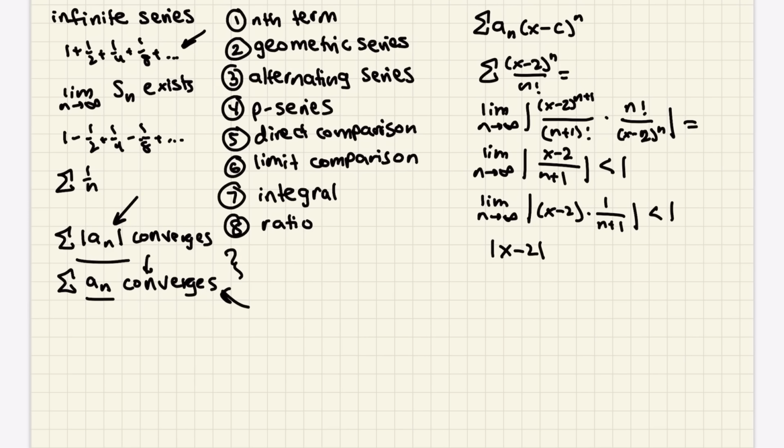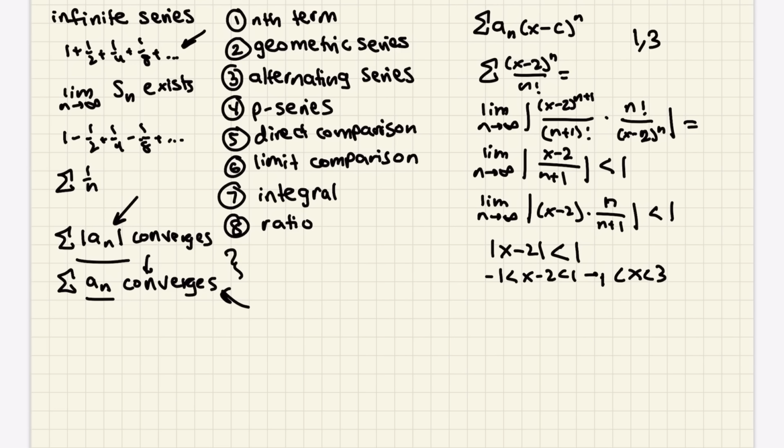But if it was something like n over n plus 1, and you somehow got that as the limit, this approaches 1, and so all that's left is the absolute value of x minus 2, which is less than 1. Now you solve this inequality for x. It's an absolute value inequality, which you should know how to solve from algebra. So negative 1 is less than x minus 2 is less than 1. You can solve for x by adding 2 to both sides. You get 1 is less than x is less than 3. But we are not done.